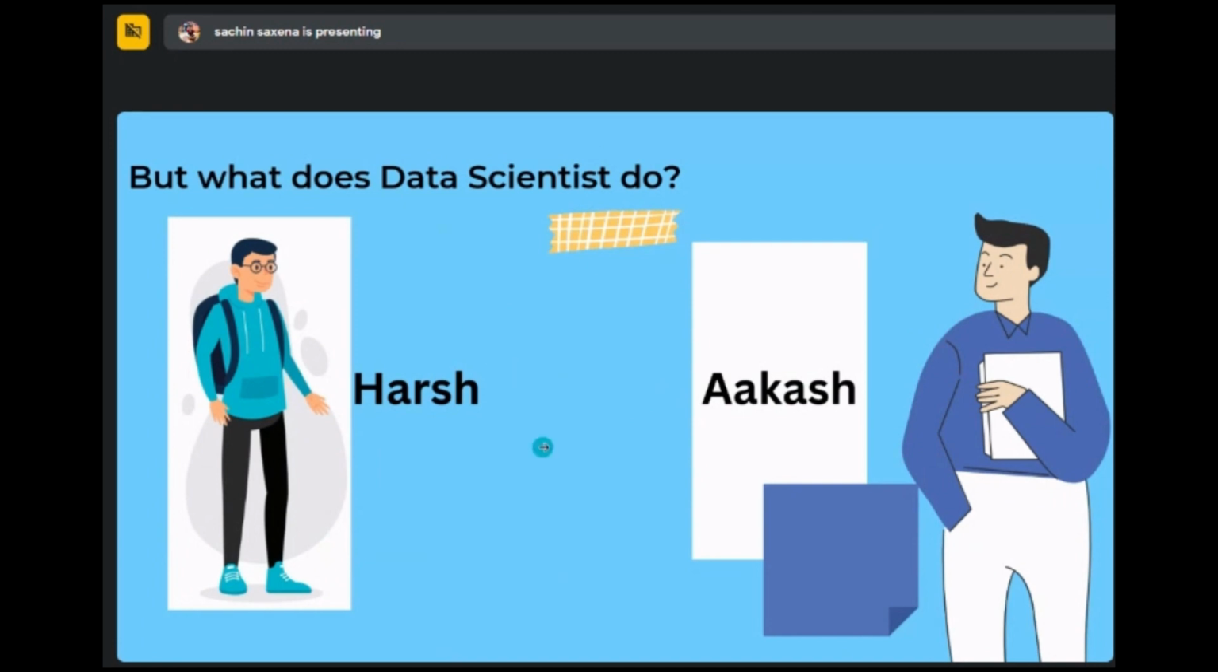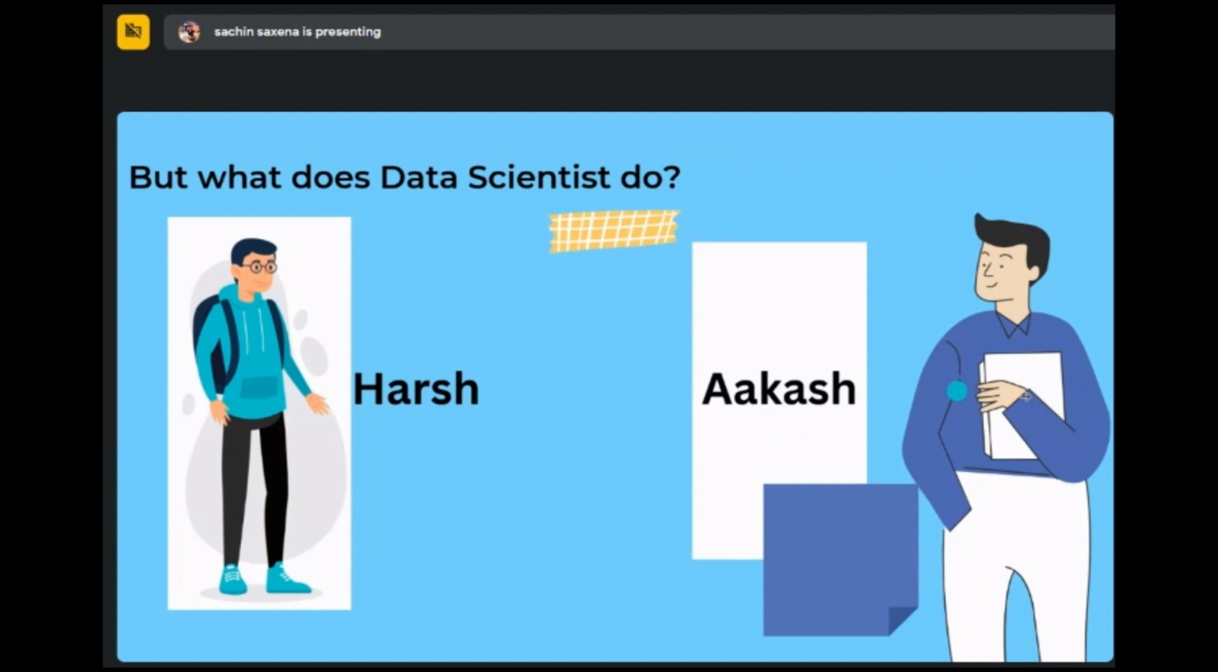This is our question also. Some of us are very eager and curious about this question: what exactly are the responsibilities, role, and job of a data scientist in an IT company? So Akash said, okay, don't worry, I'll explain each and everything.